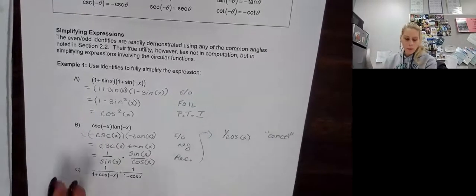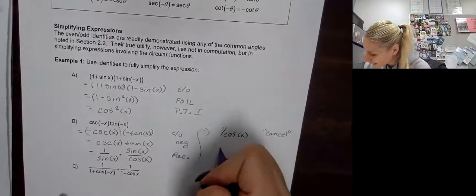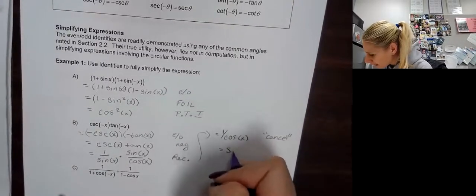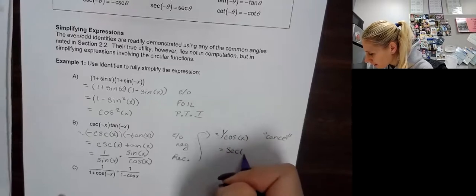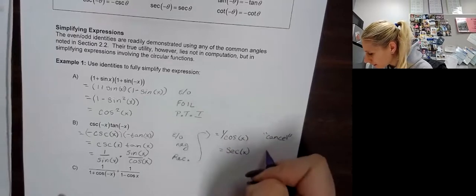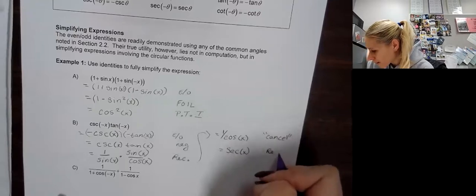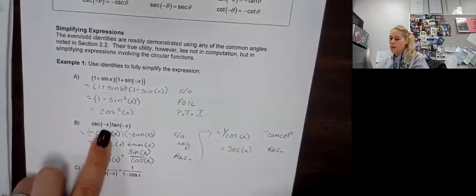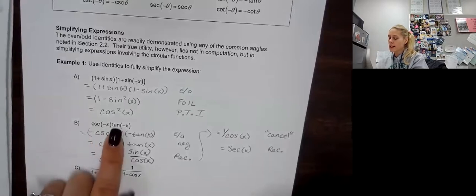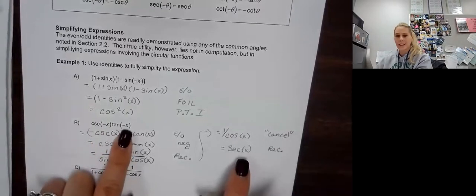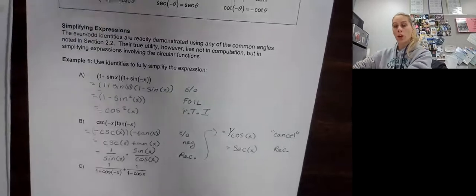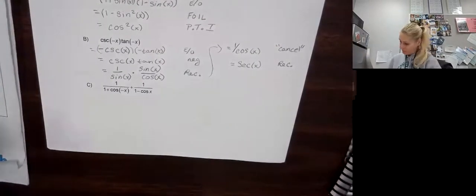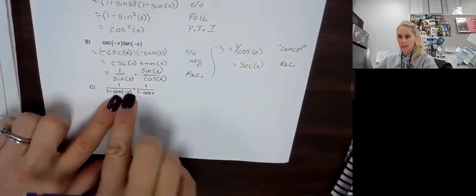Now, what's 1 over cosine? Well, I can do that by using the reciprocal, which is secant. And we're done, right? So cosecant negative x times tan negative x is the same as secant. We would have known. Okay, let's do the next one. Let's change our even and odd.